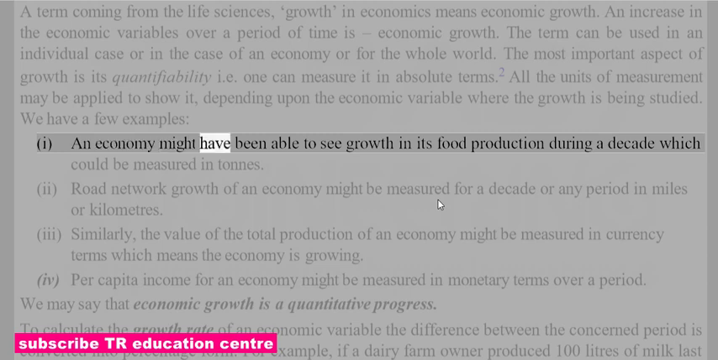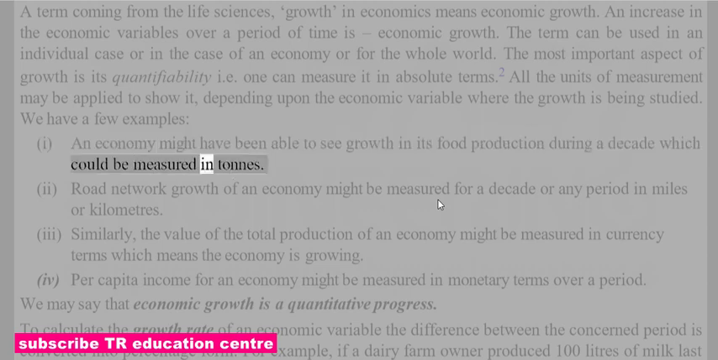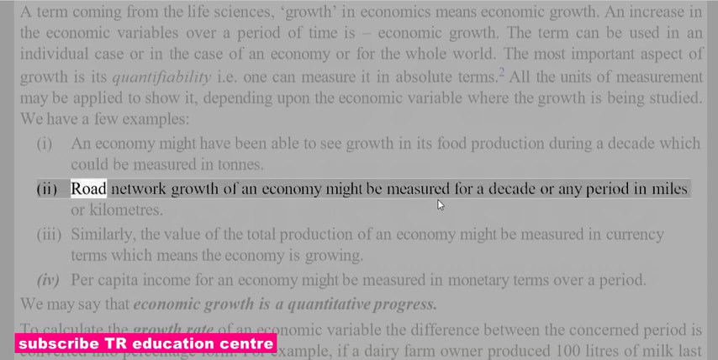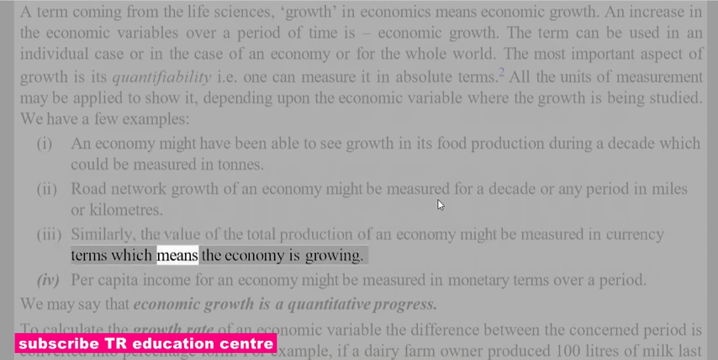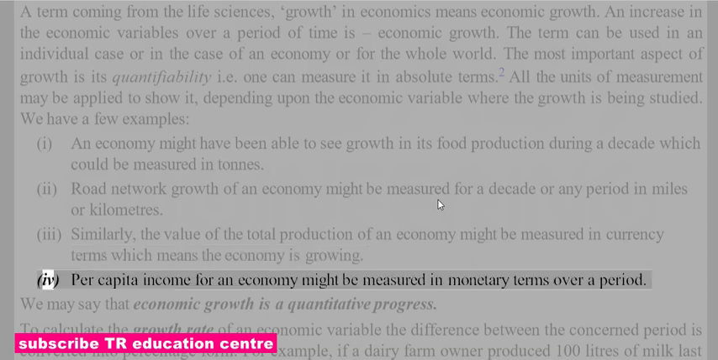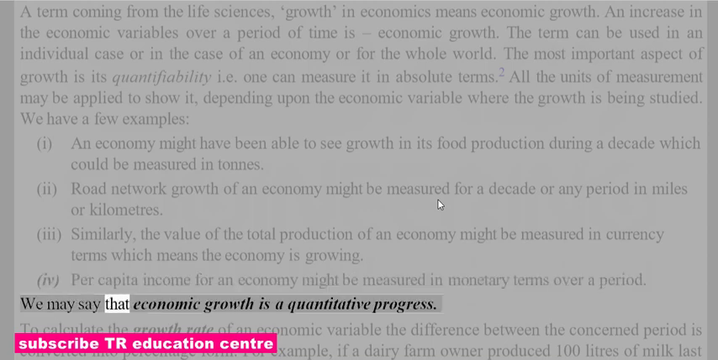1. An economy might have been able to see growth in its food production during a decade, which could be measured in tons. 2. Road network growth of an economy might be measured for a decade or any period in miles or kilometers. 3. Similarly, the value of the total production of an economy might be measured in currency terms, which means the economy is growing. 4. Per capita income for an economy might be measured in monetary terms over a period. We may say that economic growth is a quantitative progress.